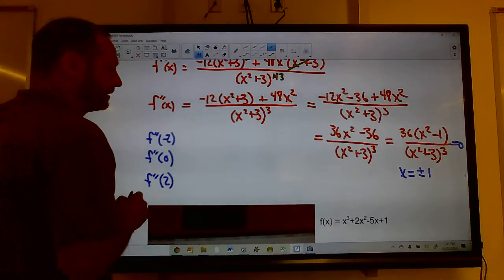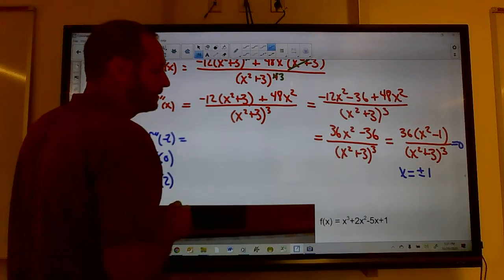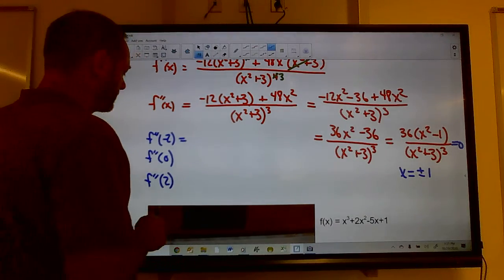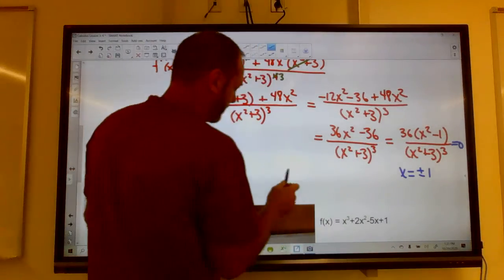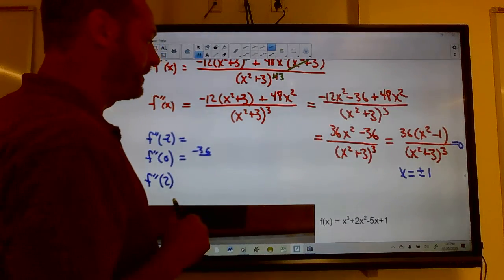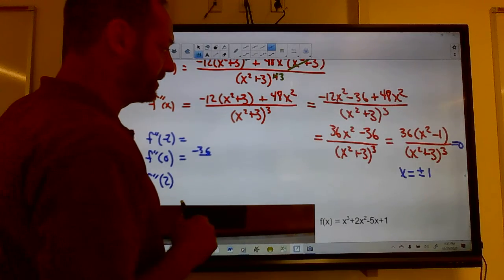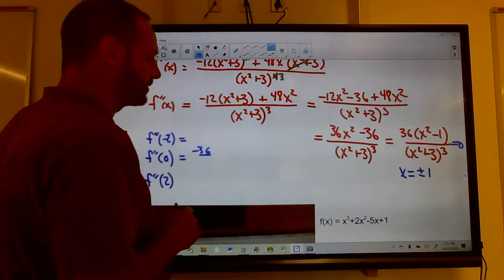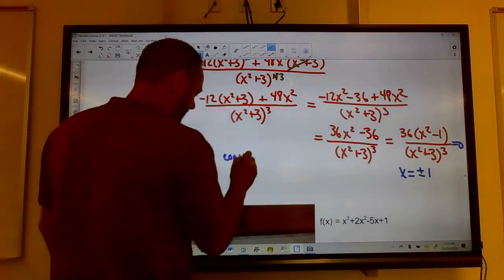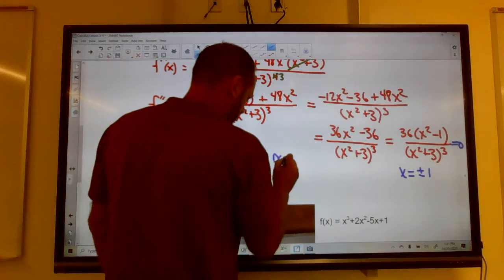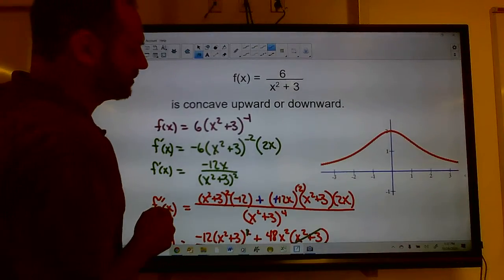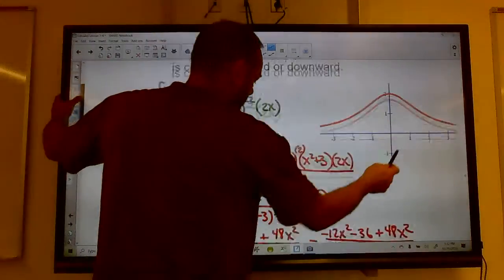And let's see, if I plug in negative 2, all I really need to know is whether it's going to be positive or negative. So let's do 0, that's going to be easy. That's going to be negative 36 on the top, and on the bottom, it's going to be 3 cubed, which is 27. This is negative, so this is going to be concave down. Okay, does that go with my graph? Yep, it sure does. It's concave down at 0.